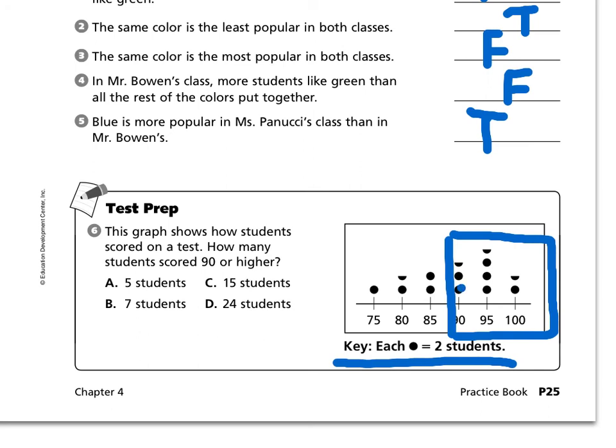I have 2, 4, and half of 1 would make 90. There would be 5 kids there. I have 2, 4, 6, plus half of 1 is 7. And I have 2 plus a half of 1 is 3. So I know that I can add those numbers together to figure out how many students scored 90 or higher. 5 plus 7 plus 3 is 15 students.